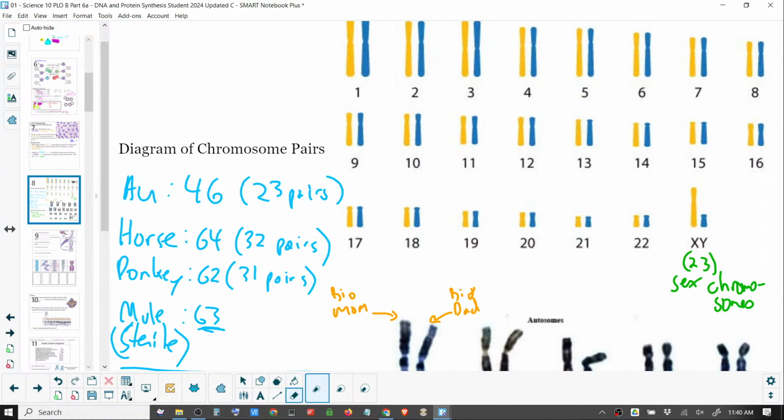But if you want to start pulling chromosomes out and trying to get it to work in the mule, go get yourself a genetics lab, and tell me how it goes.